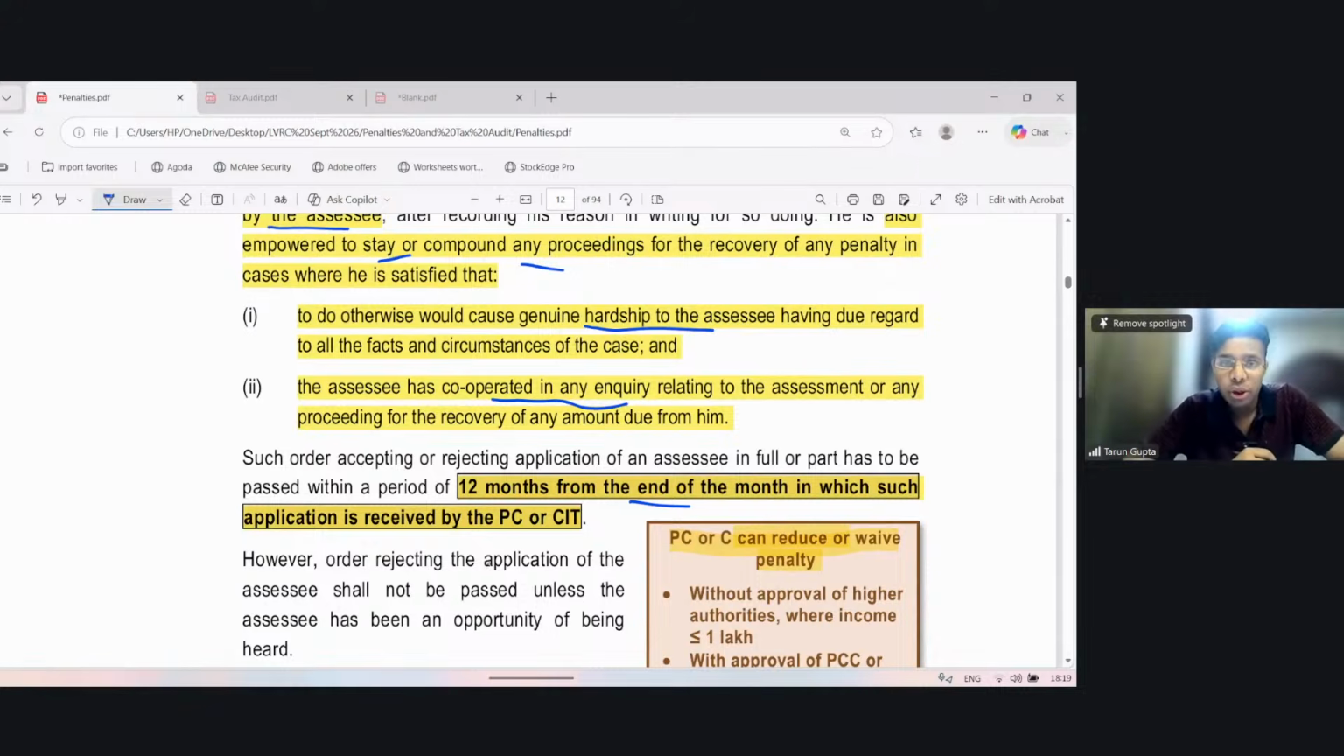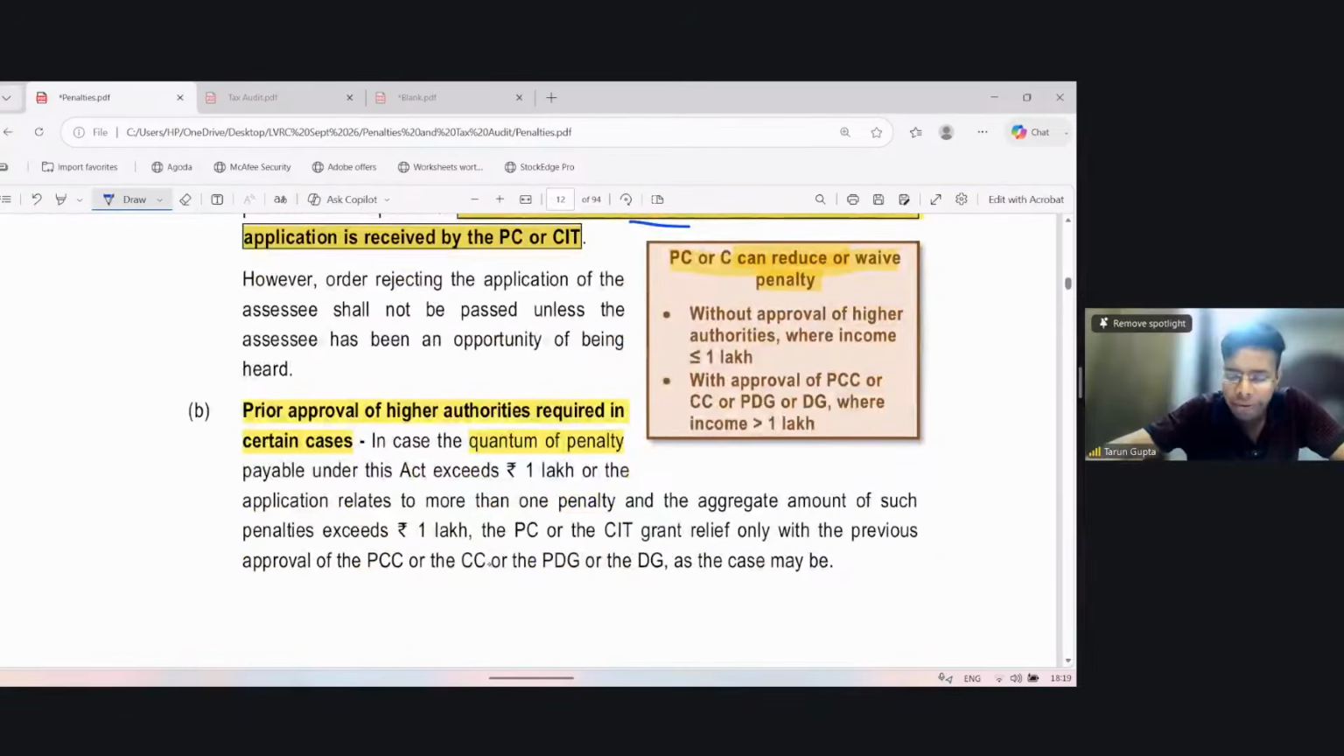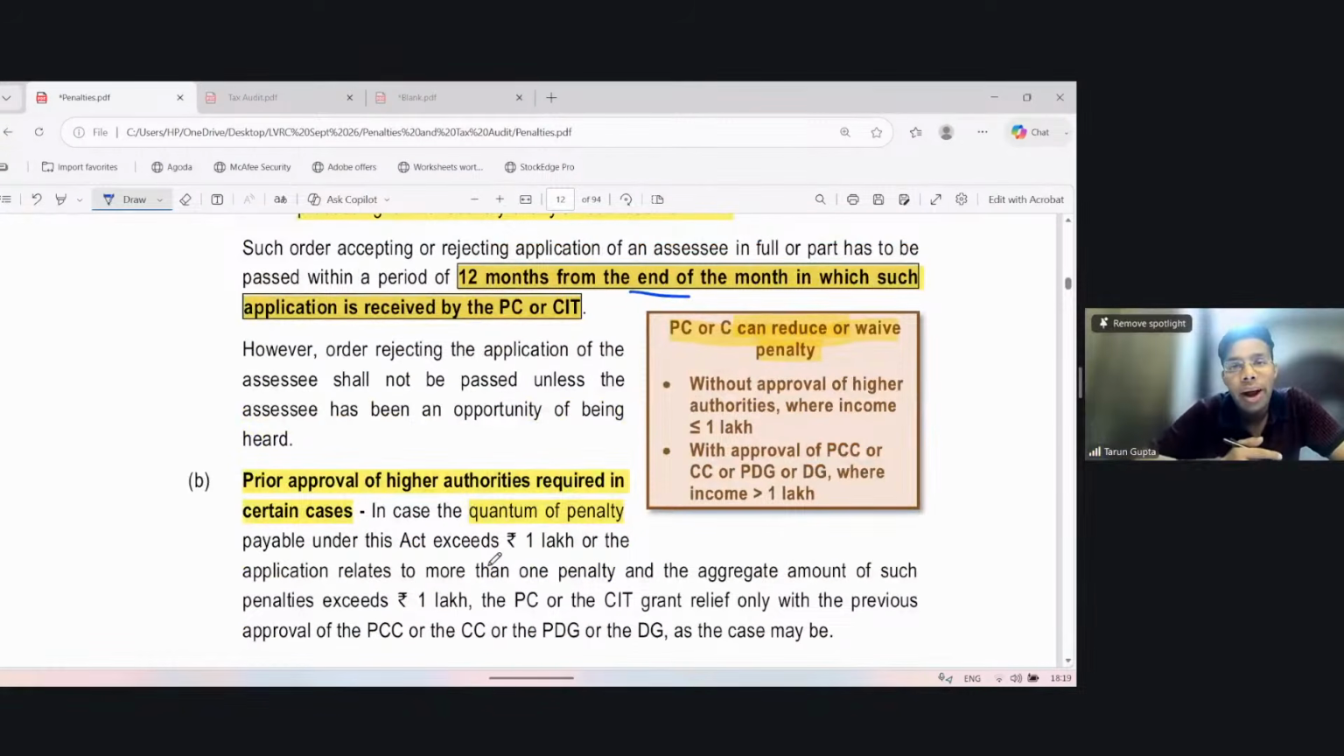Like 273A subsection 1, here also they are required to take the approval of their seniors, meaning the chief commissioner or director general. The approval is required only if the quantum of penalty exceeds 1 lakh. If the quantum of penalty is up to 1 lakh, then no approval is required. If the quantum of penalty exceeds 1 lakh, then they are required to obtain the approval. Also, if the application is in respect of multiple penalties, then this 1 lakh has to be seen in aggregate in respect of all such penalties. So this 1 lakh is in respect of an application.